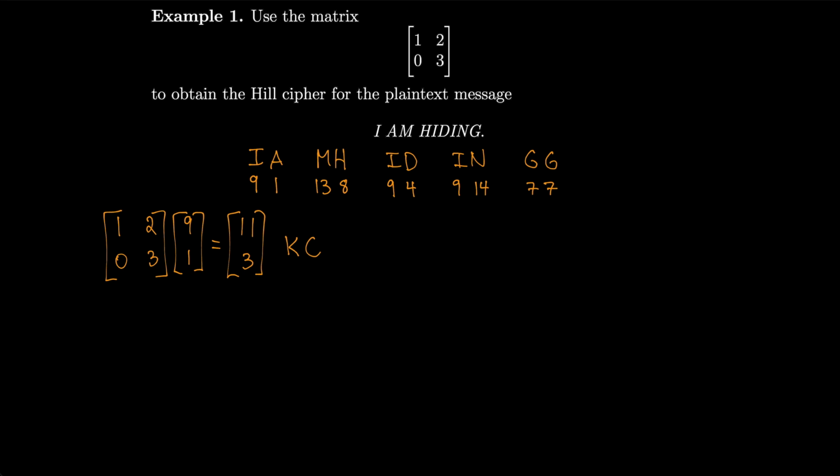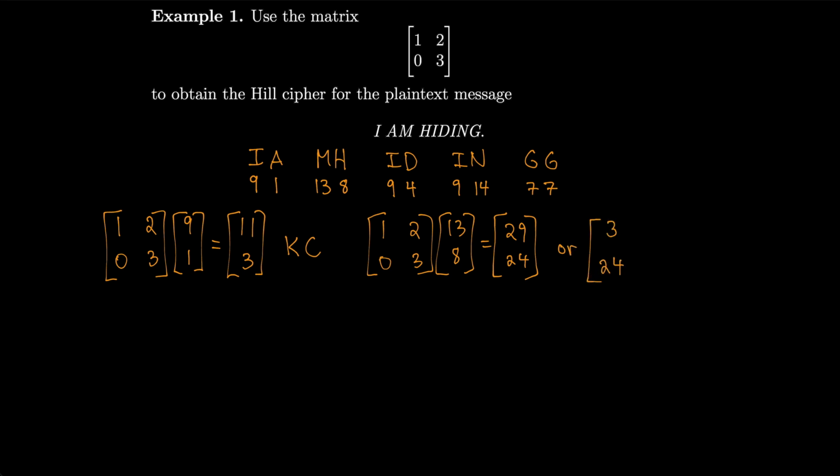Next I multiply [1, 2; 0, 3] by 13, 8 for MH, and I get 29, 24. 29 is too far in the alphabet, so I loop back around. It's 3 past the last letter, so I replace that with 3, 24. I get C for 3 and X for 24.